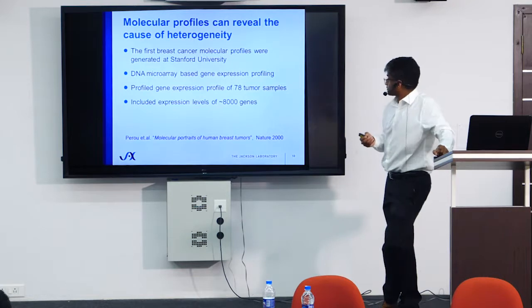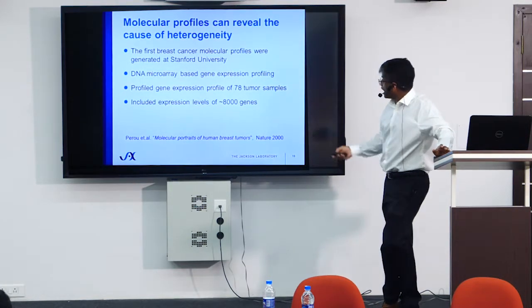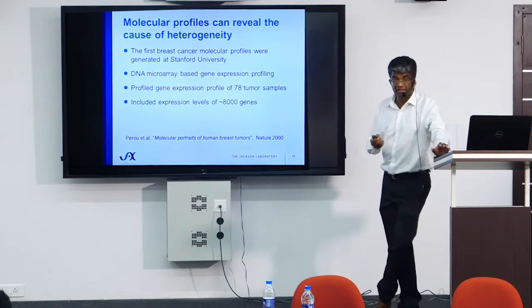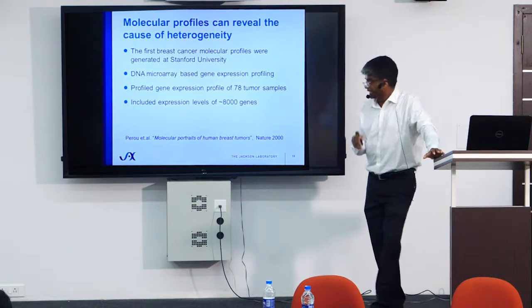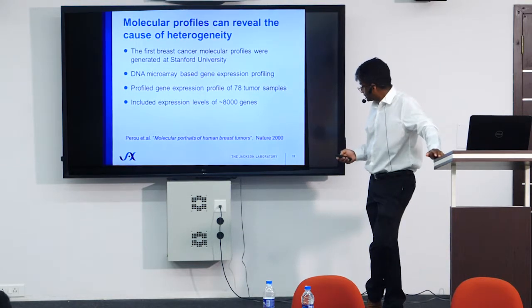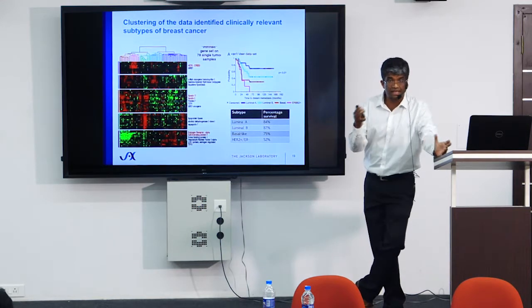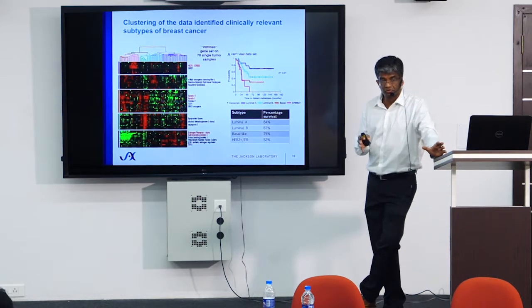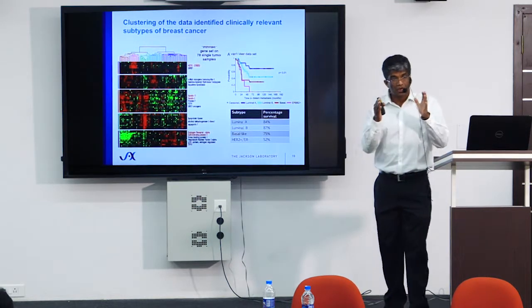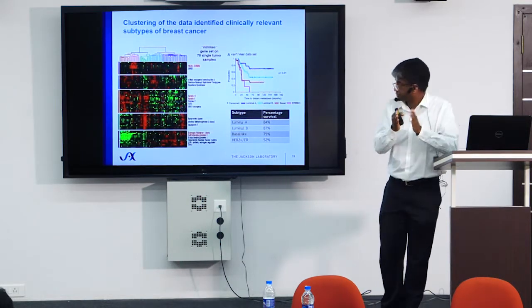They did gene expression profiling of about 78 breast cancer patients. At the time, they didn't have the technology to measure the expression profile of all genes. They had expression levels of approximately 8,000 genes. And what they did is that they just clustered the samples. Hopefully, what clustering does is put expression profiles of samples that are similar next to each other.